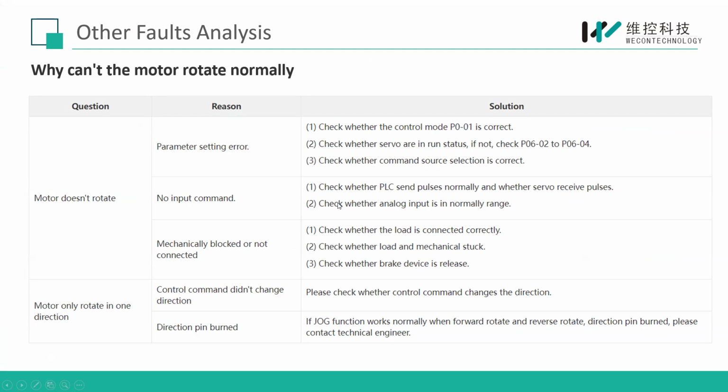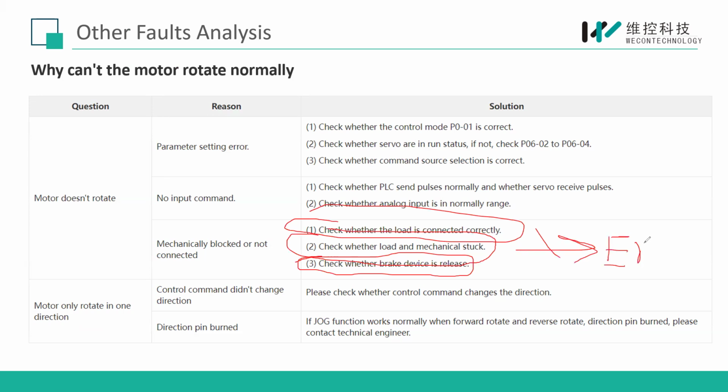And also, if we are using speed control or torque control, we need to check the analog input is in the normal range. Our normal range is from -10 to 10 volts. And the last, maybe the load is too big, or the braking device didn't release, or there are some machine code question. Machine code question will also make our motor not rotate. But if this happens, we usually will get an error.